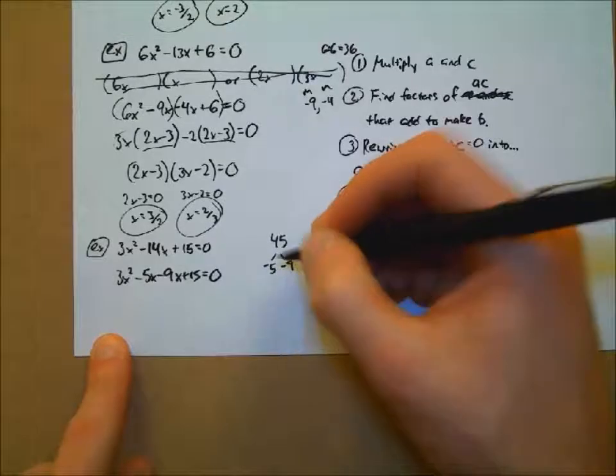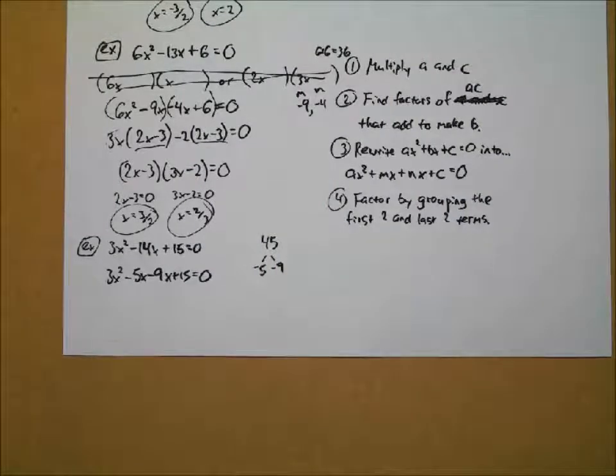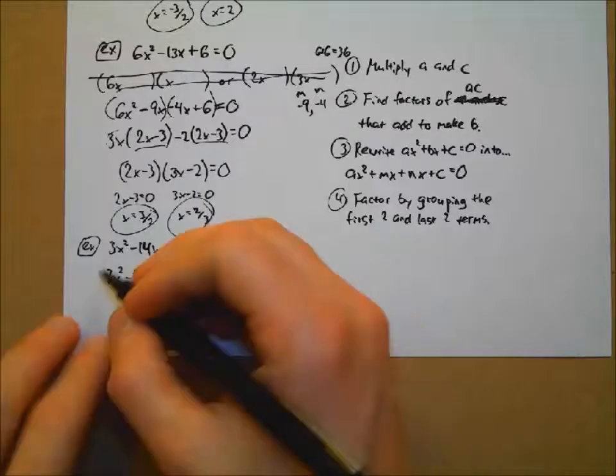We break up that middle term into the negative 5x and the negative 9x that Cooper chose for us there. All right, and then we'll, again, factor by grouping.